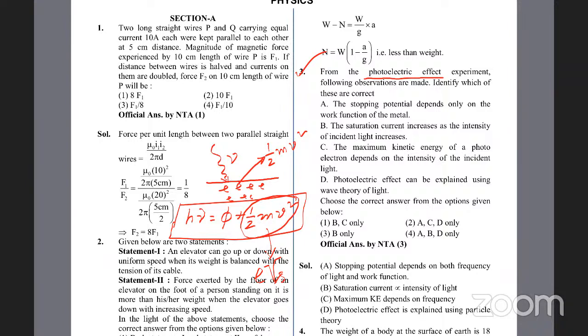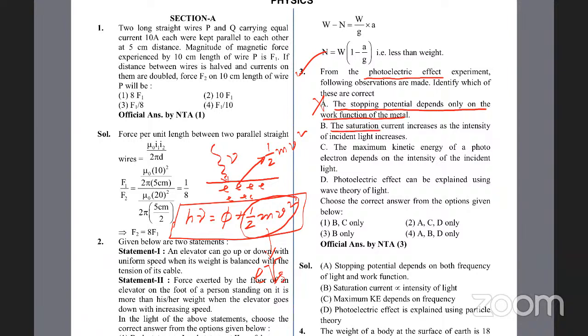What is statement 1? The stopping potential depends only on the work function. Definitely the statement is false. Stopping potential depends on the frequency of incident light. It doesn't depend only on the work function. Work function depends on the nature of the photometal.